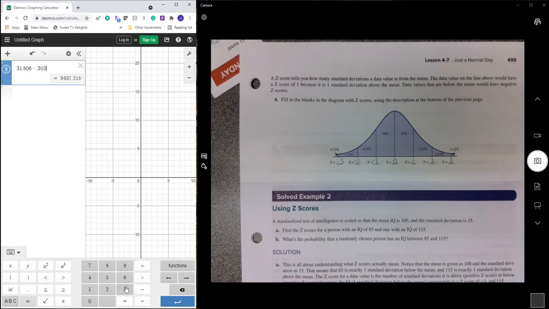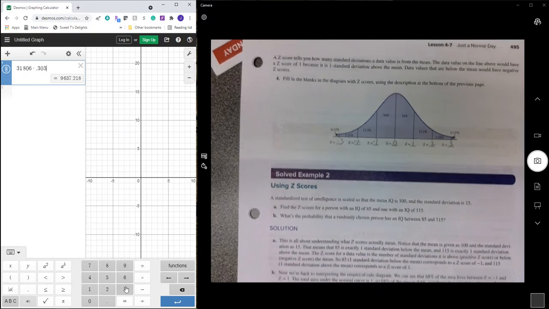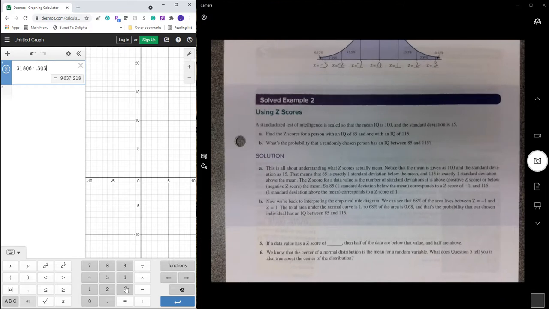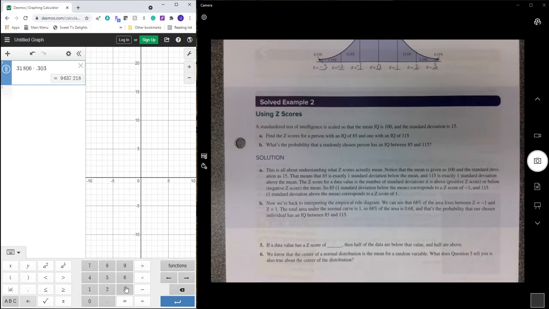So that's how many standard deviations they are from the mean. Okay, now using z-scores, this is solved example 2. A standardized test of intelligence is scaled so that the mean IQ is 100 and the standard deviation is 15. Find the z-scores for a person with an IQ of 85 and one with an IQ of 115. What's the probability that a randomly chosen person has an IQ between 85 and 115?